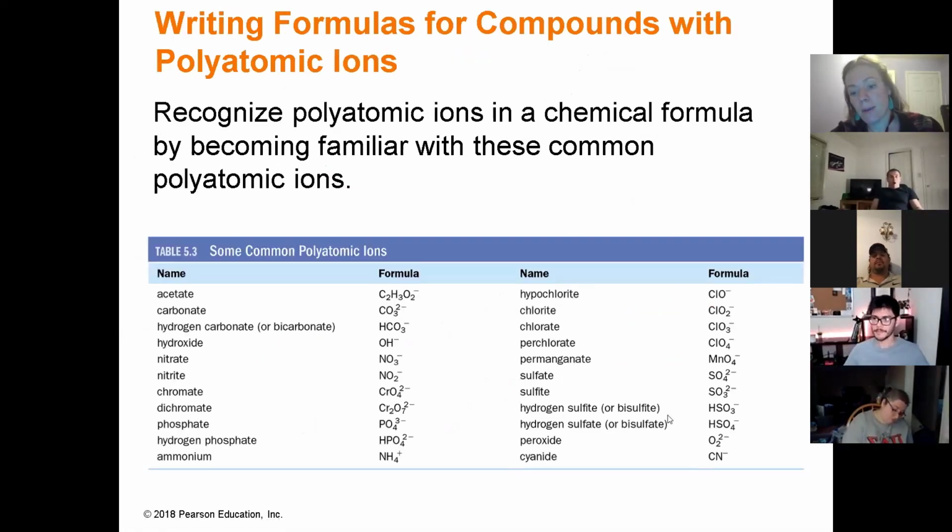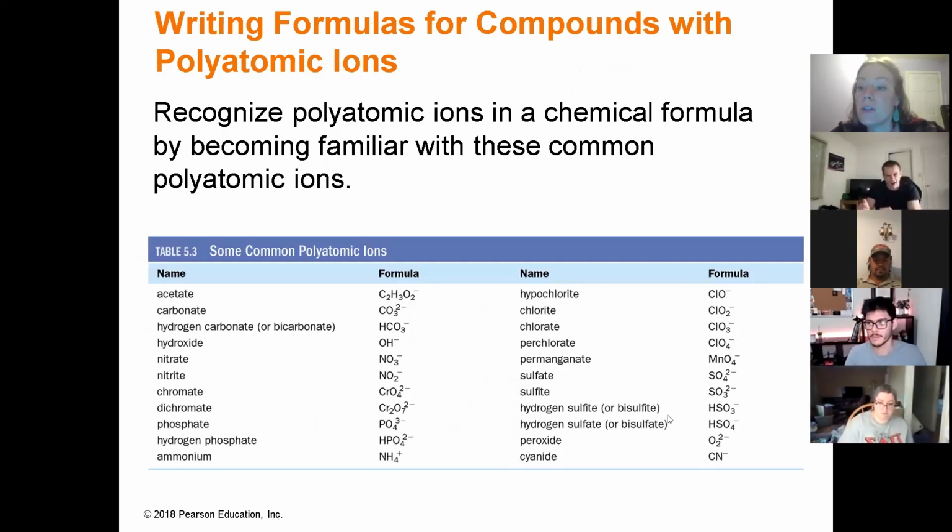So first of all, let's look at some of the polyatomic ions. Here is an appendix that's in your text. You can find them online as well. You could do a quick Google search and say polyatomic ion list, and you'll see similar ones coming up. Are there more polyatomic ions than here? Yes. These are the most common ones.